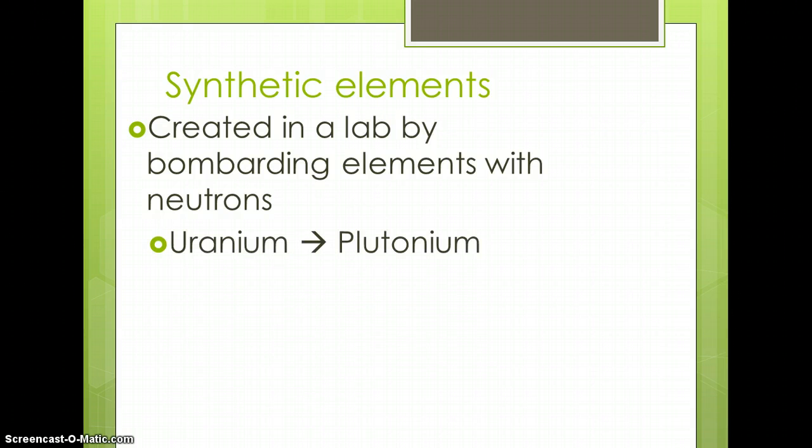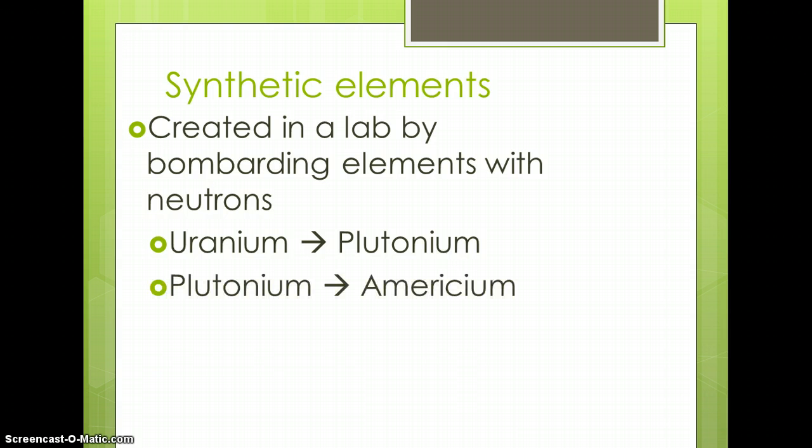So one thing that they do, they take uranium, and if they shoot neutrons at it, it actually turns into plutonium. So plutonium is a man-made element. It's on our periodic table. You can actually look. It is there. And that's one that's actually man-made.